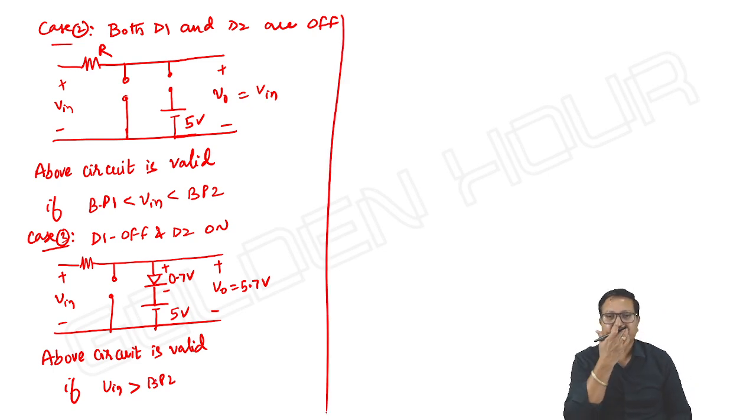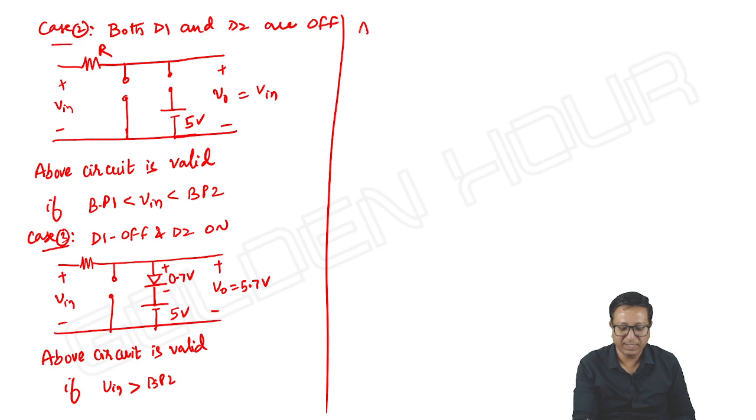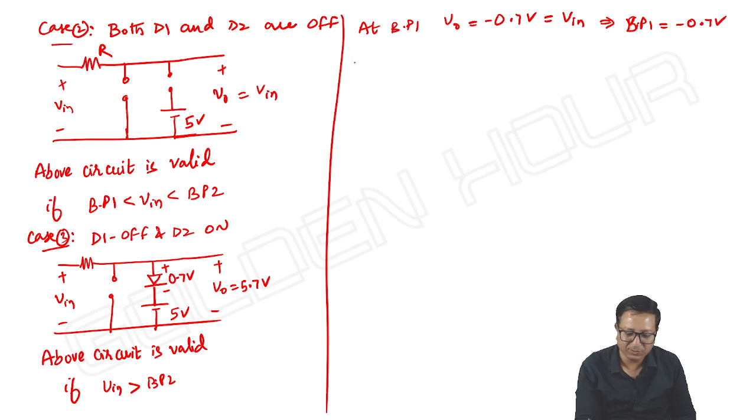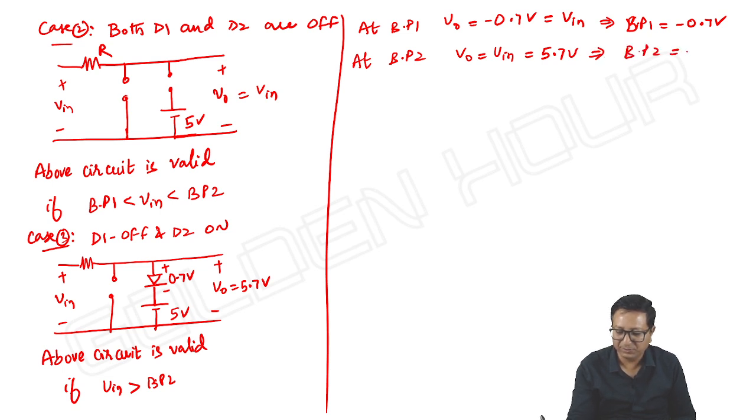Now let us find those two breakpoints. At breakpoint 1, output is equal to minus 0.7 volts and also equal to input, which implies breakpoint 1 is minus 0.7 volts. At breakpoint 2, output is equal to input and also equal to 5.7, which implies breakpoint 2 is equal to 5.7.